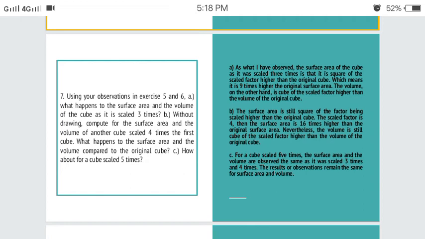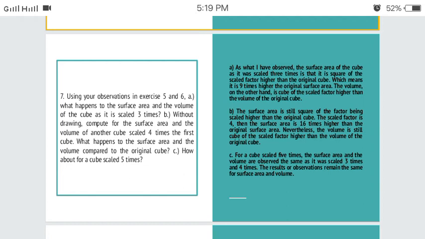So letter A. As what I have observed, the surface area of the cube as it was scaled 3 times is the square of the scale factor higher than the original cube, which means it is 9 times higher than the original surface area. The volume, on the other hand, is the cube of the scale factor higher than the volume of the original cube.